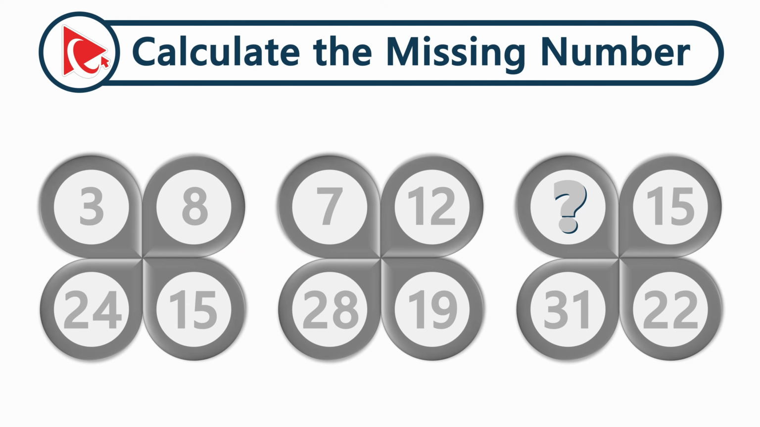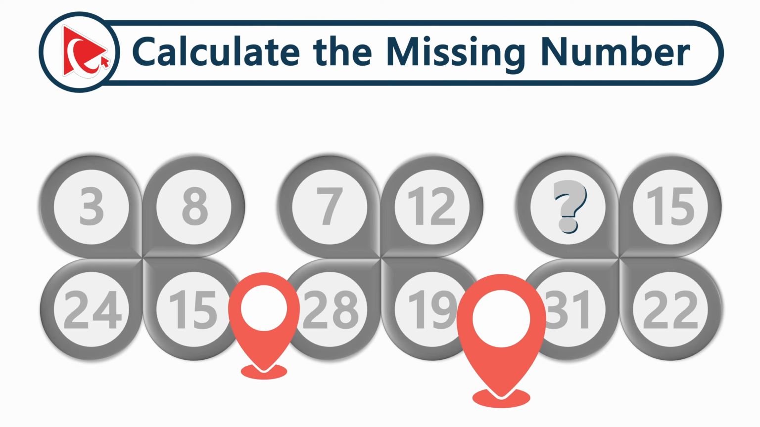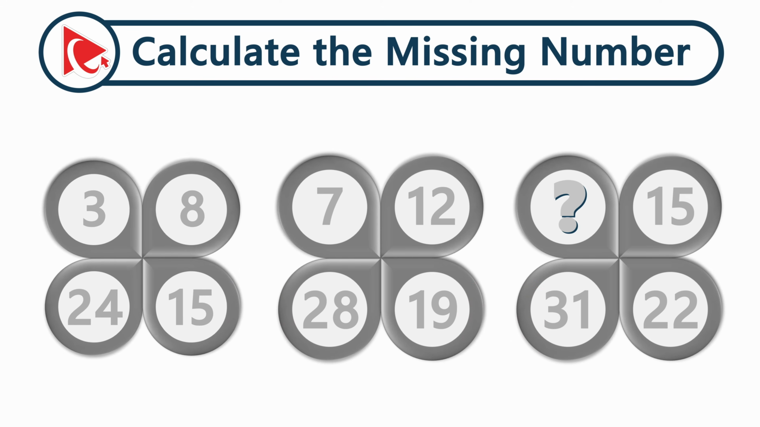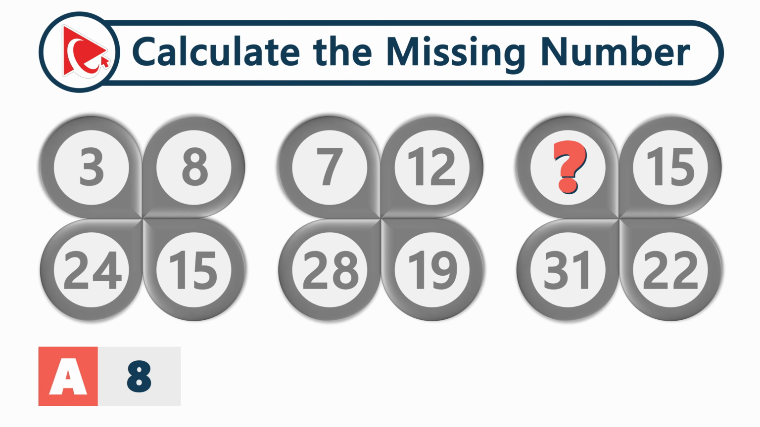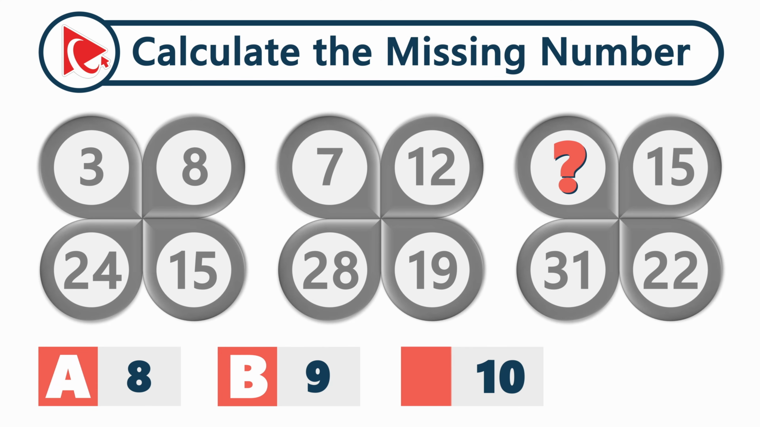You're presented with 3 cool-looking shapes. Each shape has 4 numbers inside the water drops, or map pointers, depending how you want to look at it. The first shape has numbers 3, 8, 15, and 24. The second shape has numbers 7, 12, 19, and 28. And then the last shape has numbers 15, 22, 31, and then comes the missing number, which you need to calculate and select out of 4 possible choices. Choice A, 8, choice B, 9, choice C, 10, and last but not least, choice D, 11.